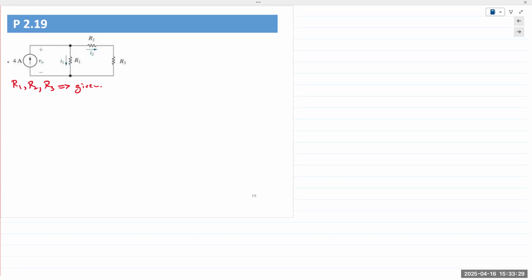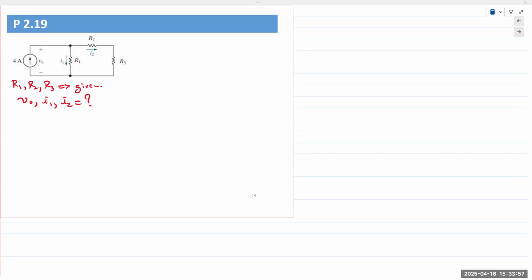Current source 9. Oh, and also find VO. So VO, I1, I2. Calculate all three of those. Okay. And then, of course, the power for all of them.